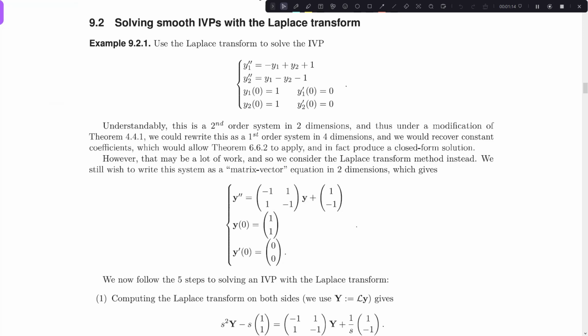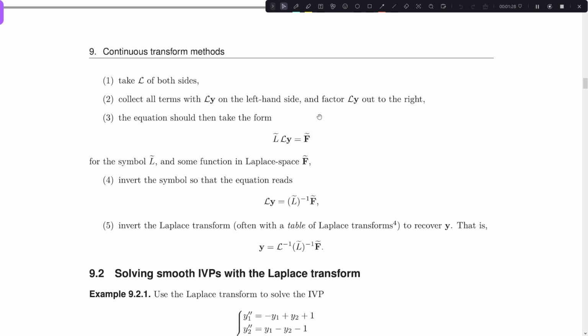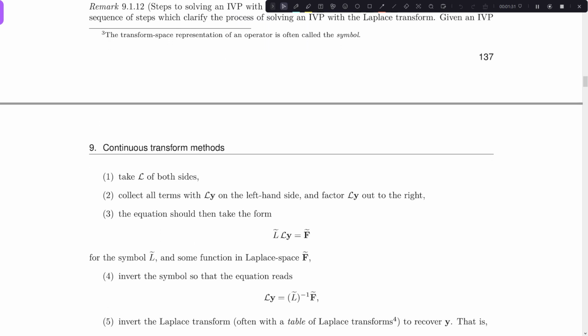All right, hello and welcome back, everybody. So we are moving on to section 9.2 and 9.3, where we'll be talking about actually solving some problems with the Laplace transform, seeing why it's useful. And so I want to comment, I'm going to shift up just a bit. You can see in this remark, 9.1.12.